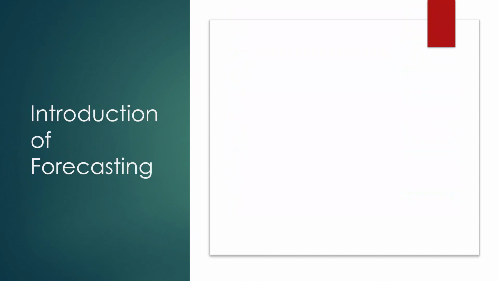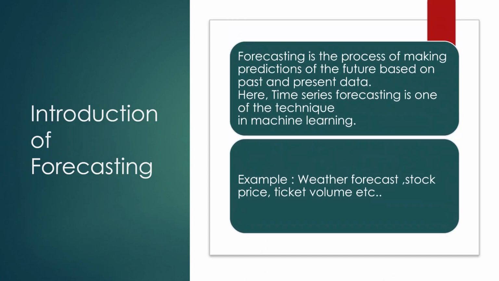First one is introduction of forecasting. So first of all, what is forecasting? Forecasting is nothing but making predictions for future events or future observations based on historical data, that is past and present data. Forecasting is one of the techniques in machine learning that can predict future events based on the historical data. Let's say, for example, we can take a weather forecast.